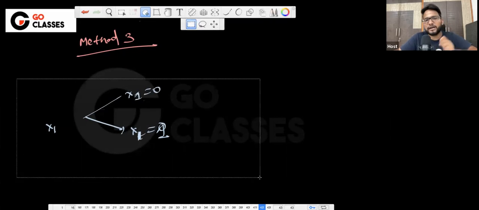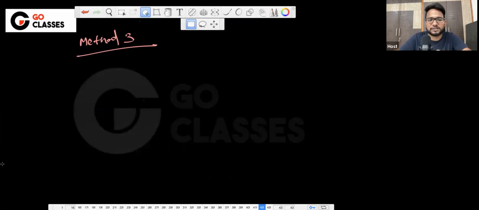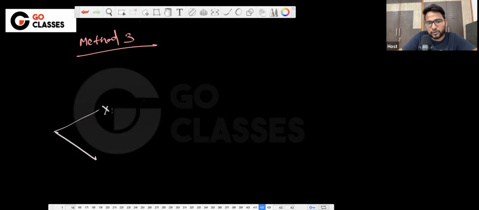Since these are symmetric, it doesn't matter whether it is x1, x2, or x3. I don't think there is any difference between them. These things seem very much symmetric. So let me just start with x1. So x1 may be 0, x1 may be 1, right? Now, what are the probabilities? This is 1 by 2, and this is 1 by 2, right?